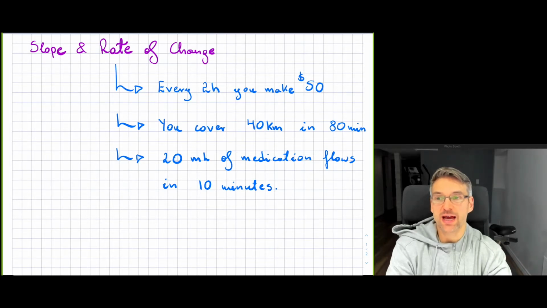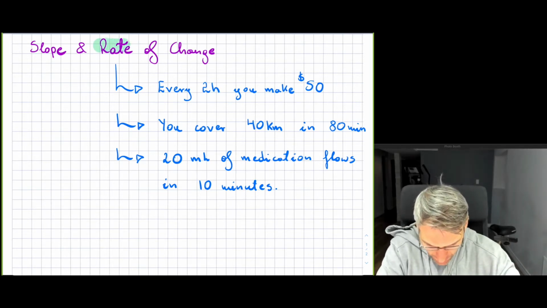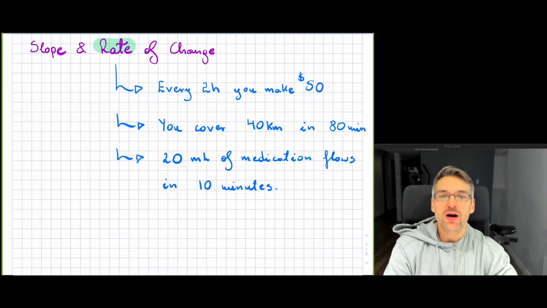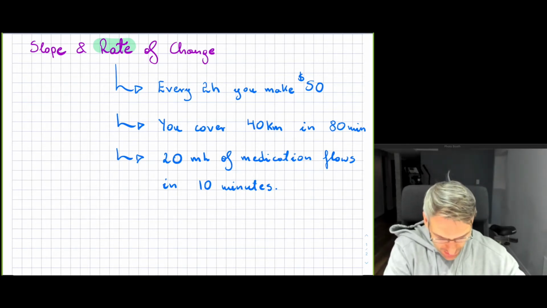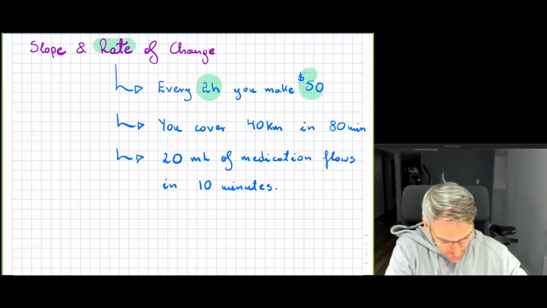Now here, I'll try to explain these three particular rates and then break them down for you. The first rate states that every 2 hours you make $50. And what I want to highlight here is that rates deal with two quantities. Quantities are typically measured in some way, and then we associate different units with those quantities. So in this case, every 2 hours you're making $50.